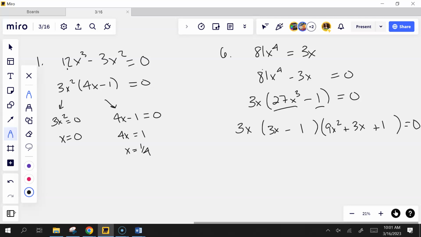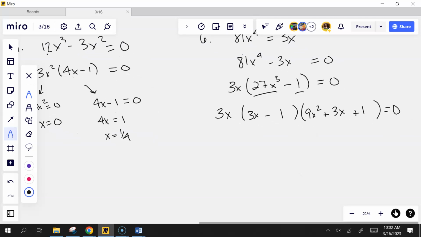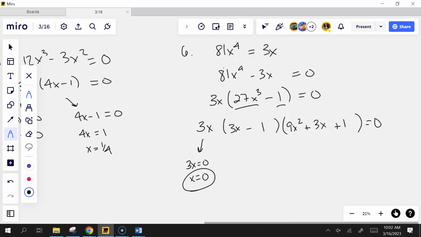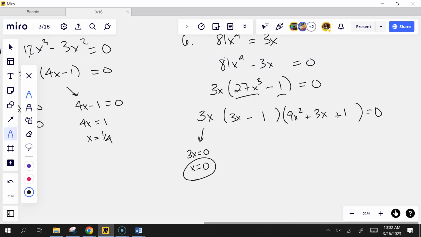Now everybody goes to 0. This one's hard because anytime you have a sum or difference of cubes, I'm going to end up using quadratic formula. It always works like that. So here, if 3x equals 0, that means x equals 0. There's one solution. How many solutions should I be getting? 4. How do you know? The exponent, biggest exponent, the degree. That's right.